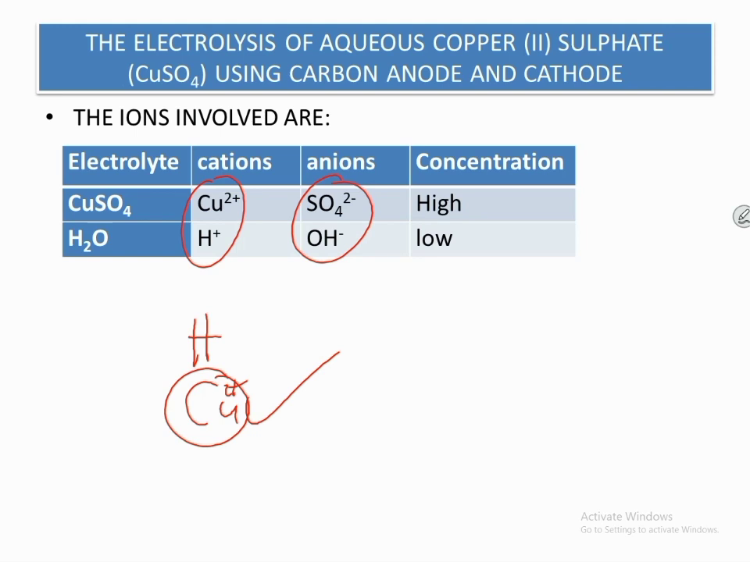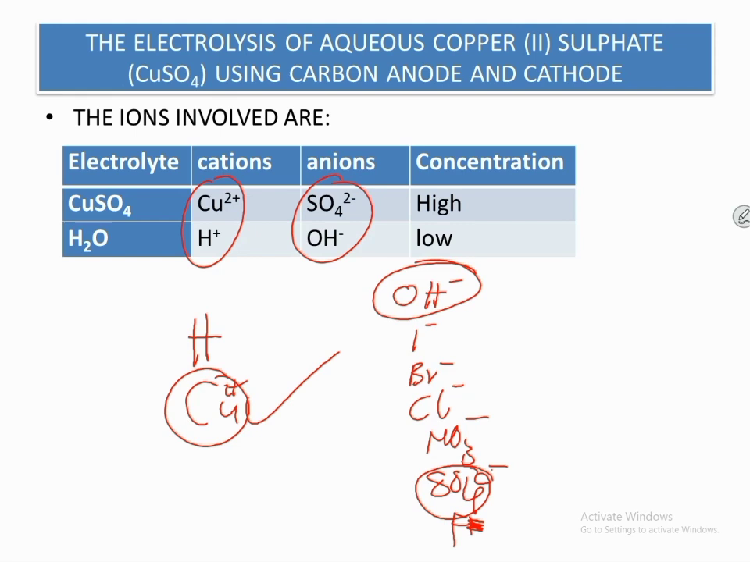But for the anions, you can see that SO4 2- occupies the 6th position, and OH- is at the top. And I told you those at the top easily get discharged in the anionic series. So it simply means that OH- is going to be discharged, even though it's at low concentration.